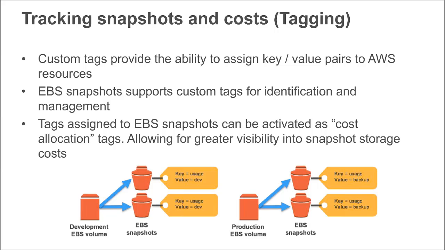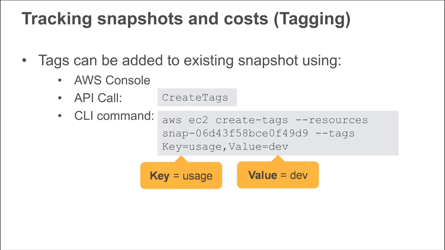Activating tags for cost allocation tells AWS that the associated cost data of these tags can be made available through the billing pipeline. Once activated, these cost allocation tags can be used as a dimension for grouping and filtering in the Cost Explorer. So here's an example of how you can create tags for EBS snapshots. Again, this can be done from the AWS Management Console or using the CLI or a simple API call. They're a simple key value pair.